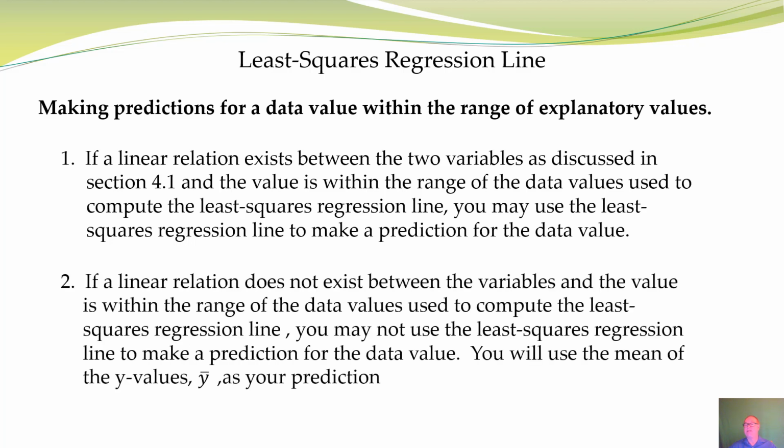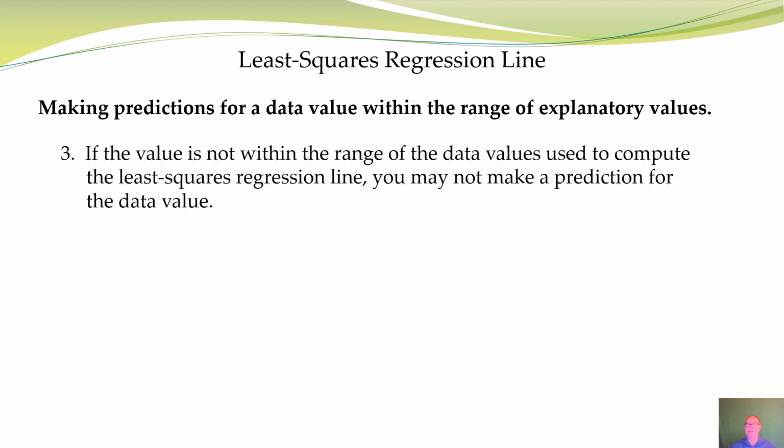Second, if a linear relation does not exist between the variables and the value is within the range of the data values used to compute the least squares regression line, you may not use the least squares regression line to make a prediction for the data value. You will use the mean of the y values as your prediction. So if it's not a linear regression, your prediction will always be the mean of the y values. And of course, if the value is not within the range of the data values used to compute the least squares regression line, you may not make a prediction for the data value.